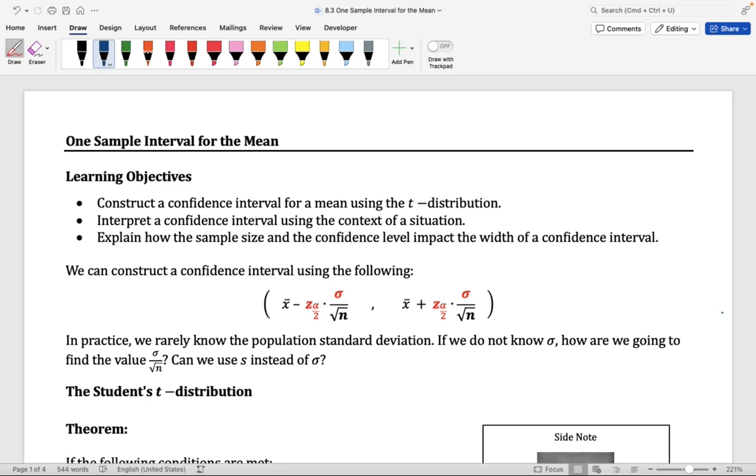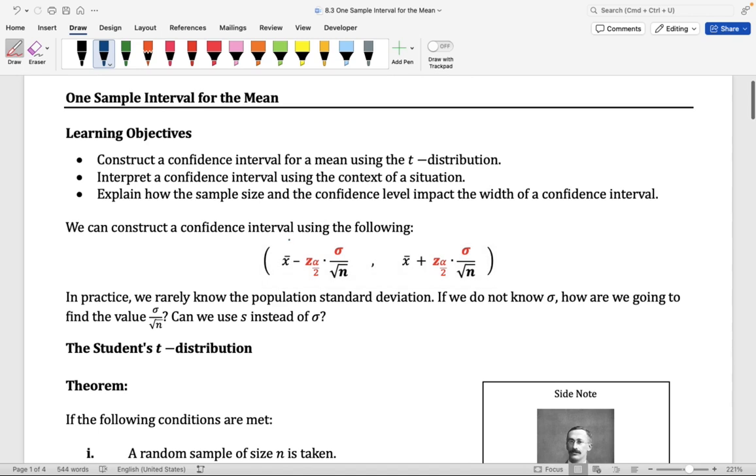Then again, our goal is to be able to interpret a confidence interval using the context of the situation. And our last goal for the lesson is to explain how the sample size and the confidence level can impact the width of a confidence interval.